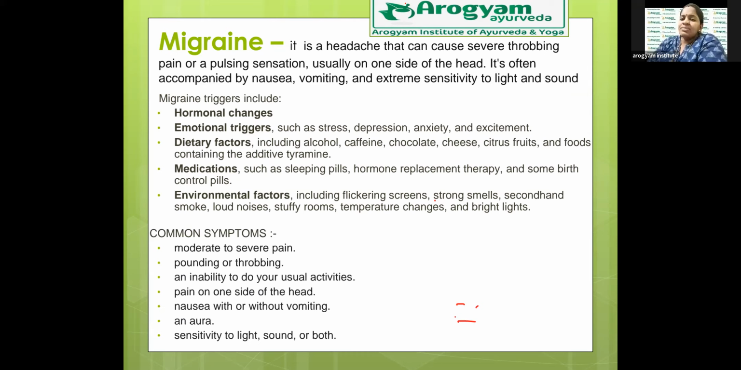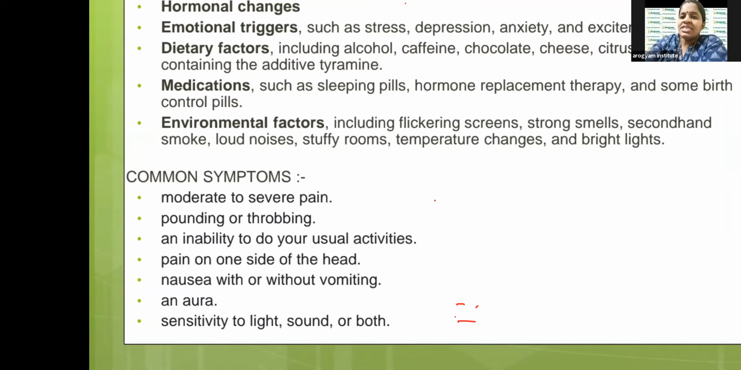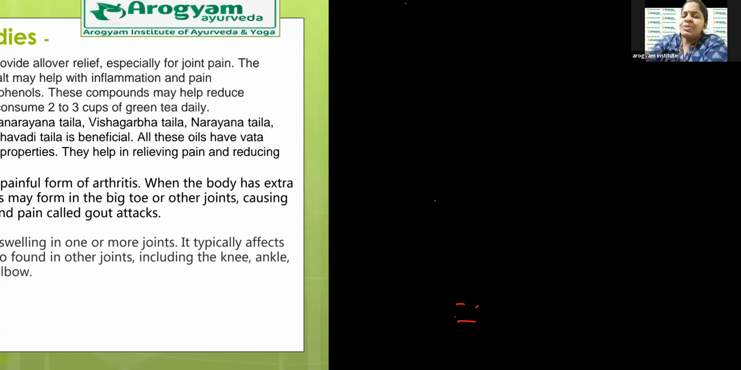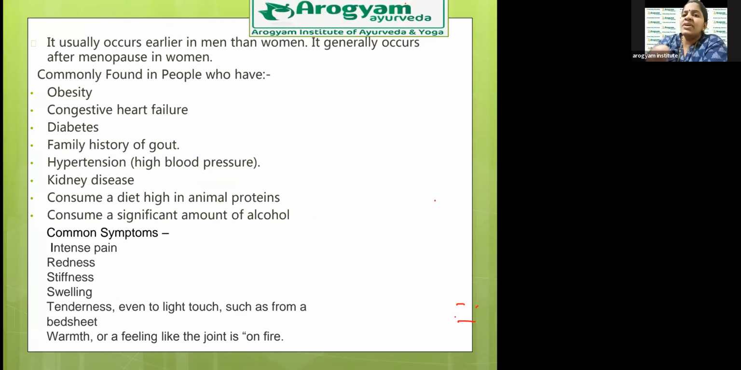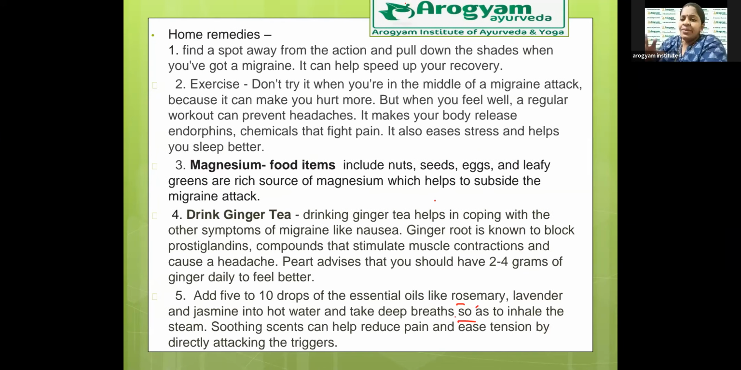And the common symptoms are moderate to severe pain, pounding or throbbing type of pain, inability to do usual activities, pain on one side of the head, nausea with or without vomiting, and aura, sensitivity to light, sound, or both. So these are seen. Especially the sensitivity to light is the most irritating thing, because of it the people are not able to cope up with their daily life.